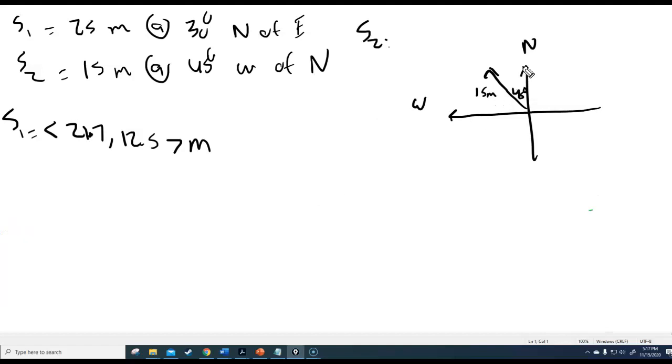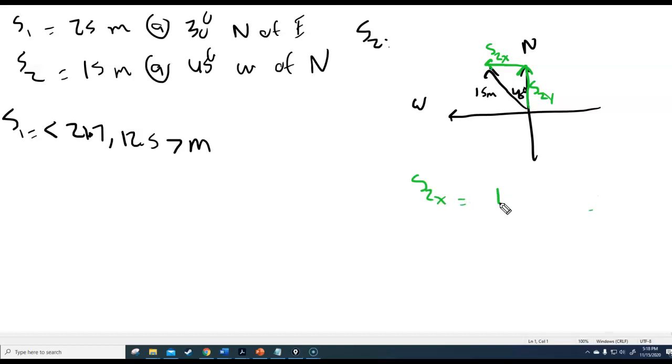And here is my x component that's pointing to the west. Here is my y component that's pointing to the north. So this would be S2y, and this would be S2x. And again, we've done this type of problem before. This is something that you should be comfortable with because we did it a lot in the projectile motion unit.